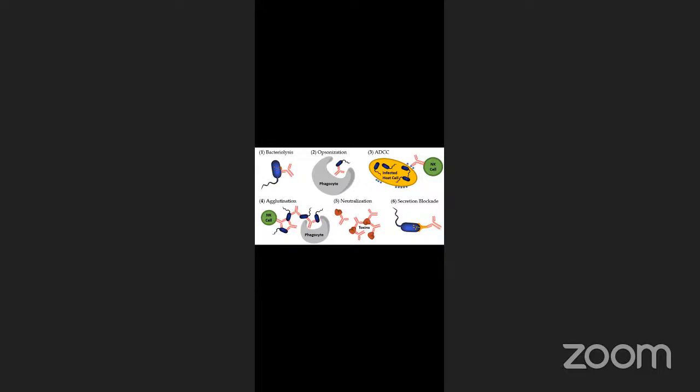After the destruction or denaturing of the antibody A with the help of proteases secreted by the bacteria, and after the degradation of the immunoglobulin A, they enter into the epithelial layer. So this is the overall infection, host defense, and bacterial evasion mechanism.